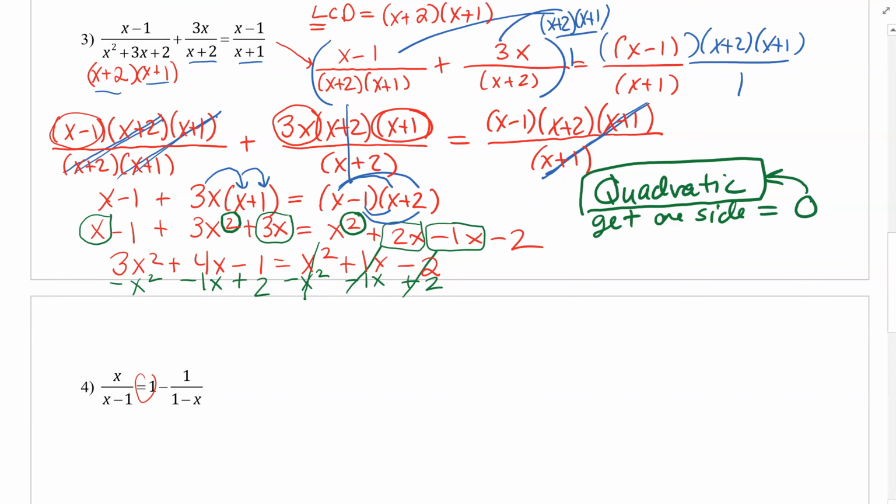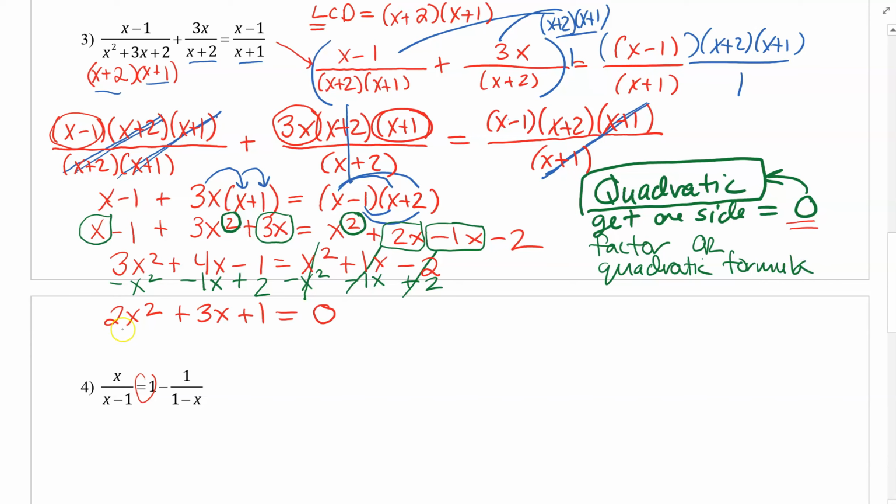So then on the left side, I end up with 2x squared plus 3x plus 1. And then all of these things canceled to equal 0. So when you add or subtract like terms, they subtract to equal 0. So this is exactly what I wanted, right? I wanted one side equal to 0. So then you have options. You can either factor if possible or use the quadratic formula. That is what we do once we've gotten one side equal to 0 for a quadratic equation.